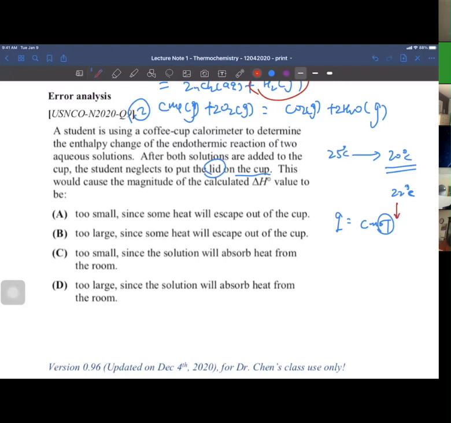Pay attention, it's asking for the magnitude, so you don't need to worry about the sign. Although the delta T here is negative because the reaction is absorbing energy, this is why the answer is too small. The solution will absorb heat from the room, from the environment, from the air. Does this make sense to you? A very interesting question, right?